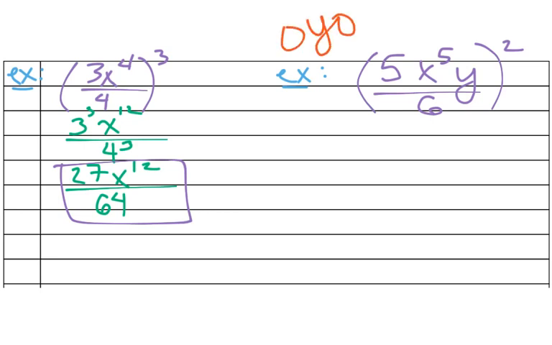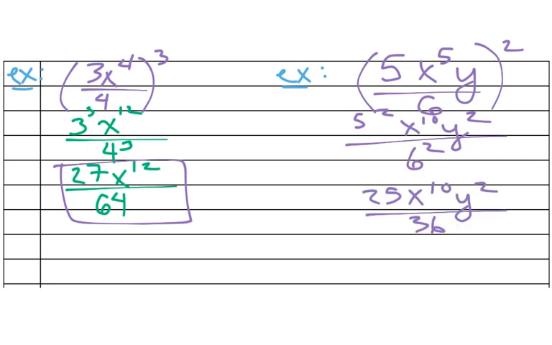Make this an OYO problem, and I'll put the answer up in 5 seconds. In my first step, I put the 2 on everything else, 5 squared, x to the power of 10, y squared, all over 6 squared. And the temptation is to see 25 and want to divide it by 5, and 36 and want to divide it by 6, but that's not simplifying a fraction. 25 over 36 only has factors of 1, 5, and 25 that fit into this number. So 36 doesn't work with those, so we're done.